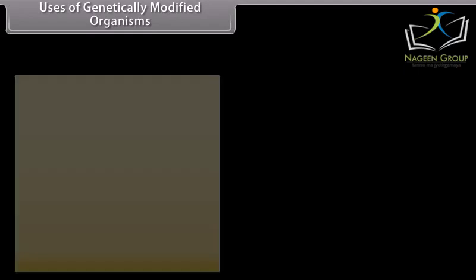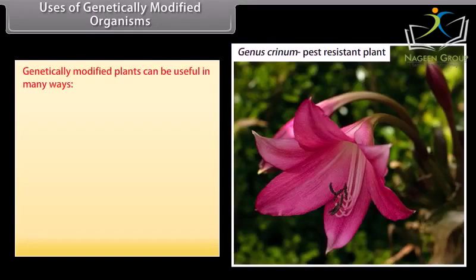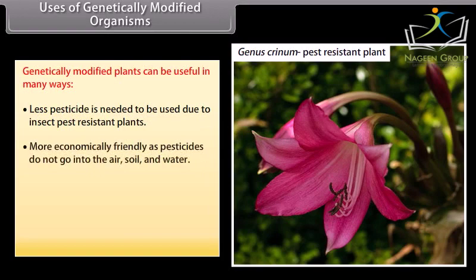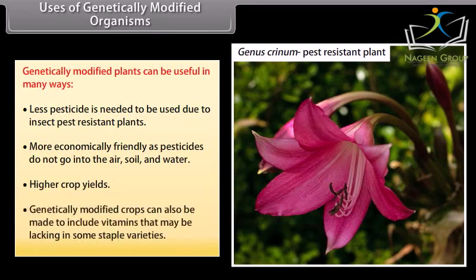Uses of genetically modified organisms. Genetically modified plants can be useful in many ways. Less pesticide is needed to be used due to insect pest resistant plants. More economically friendly, as pesticides do not go into the air, soil and water. Higher crop yields. Genetically modified crops can also be made to include vitamins that may be lacking in some staple varieties.